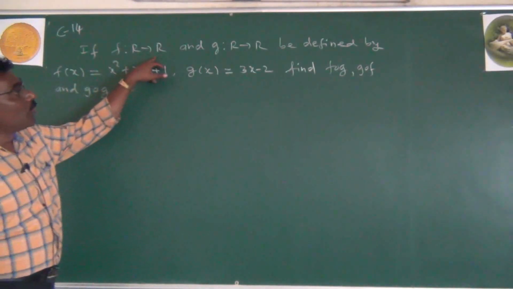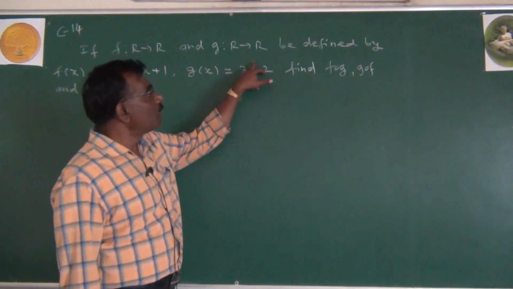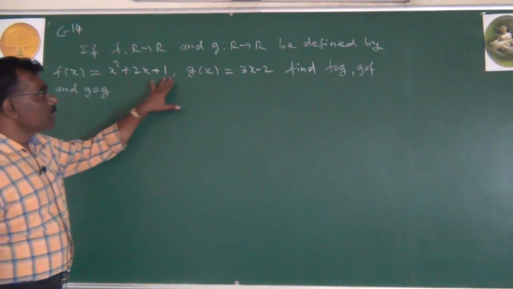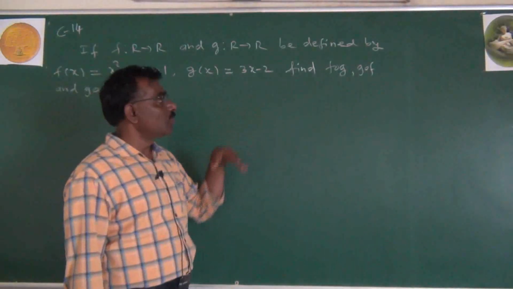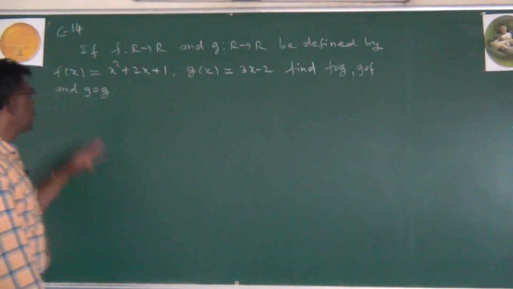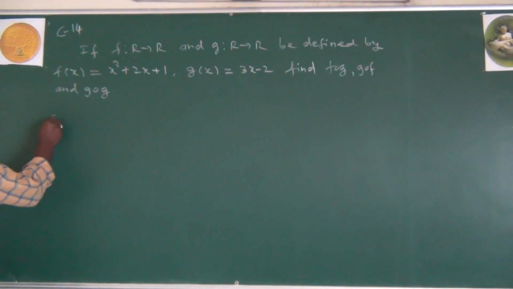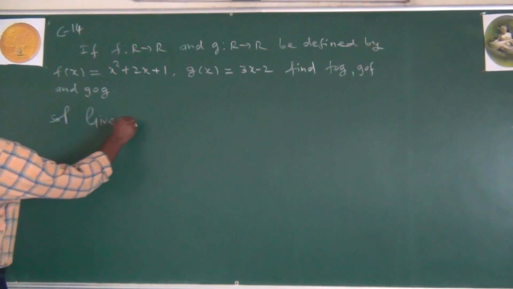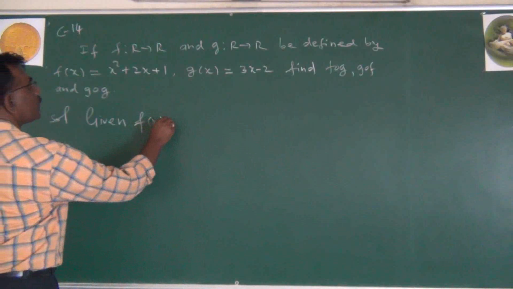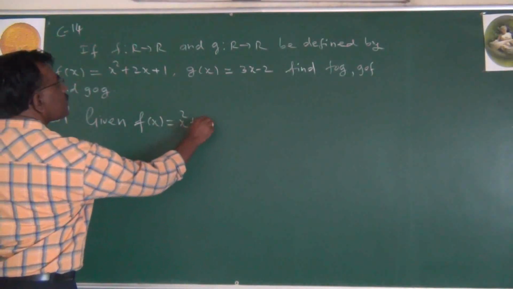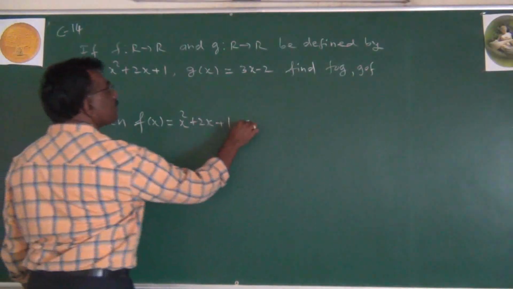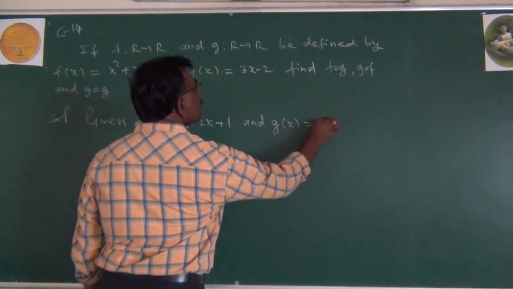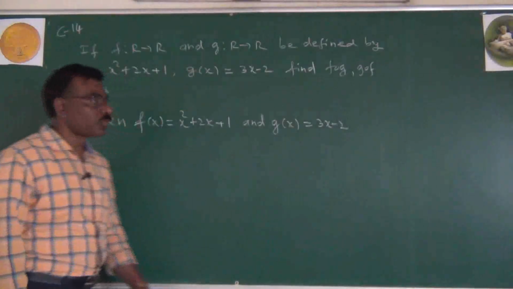If f from R to R and g from R to R are defined by f of x is x square plus 2x plus 1 and g of x is 3x minus 2, find f composition g, g composition f, and g composition g. Now what is given? f of x is equal to x square plus 2x plus 1 and g of x is equal to 3x minus 2.